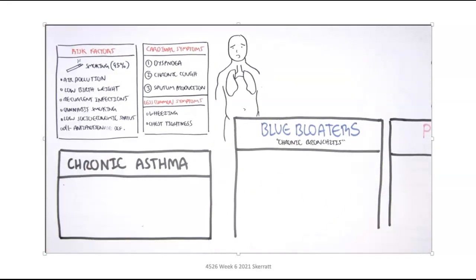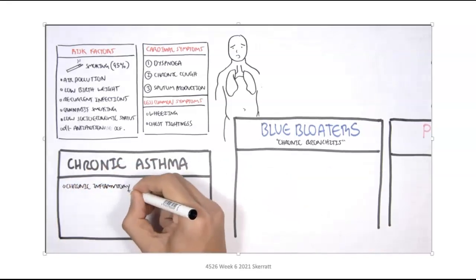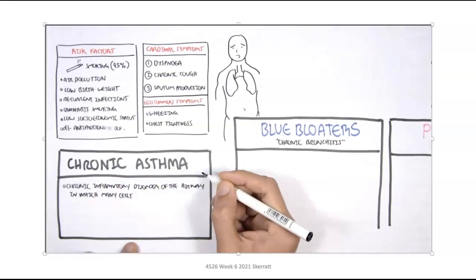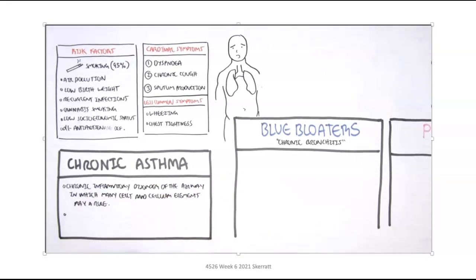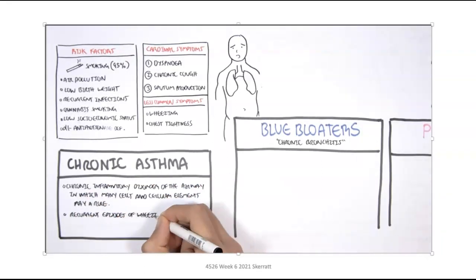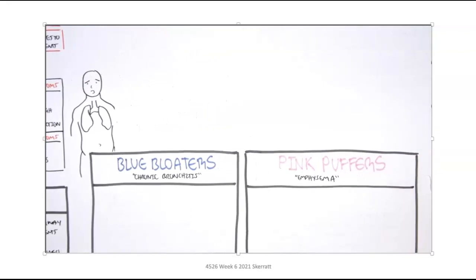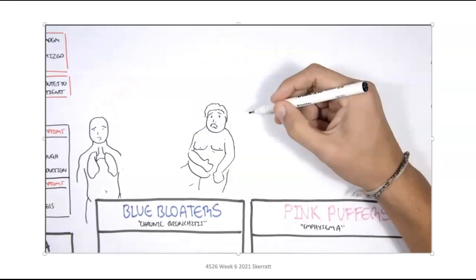And I have a video that actually looks into more detail on asthma if you're interested. So asthma, it's a chronic inflammatory disorder of the airway in which many cells and cellular elements play a role. Recurrent episodes of wheezing, breathlessness, chest tightness, and coughing are only some signs and symptoms of asthma. So now we will talk about the blue bloaters and the pink puffers.